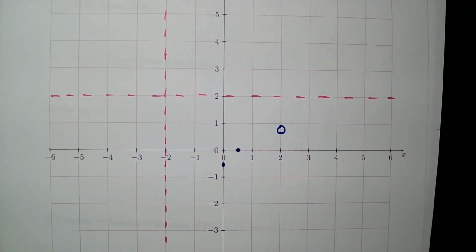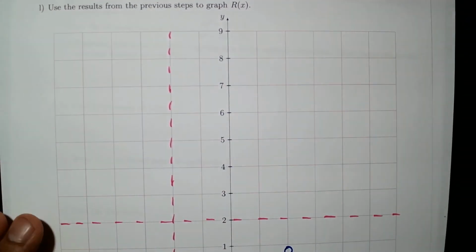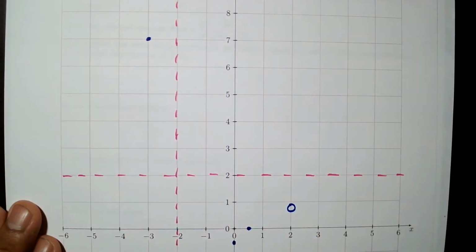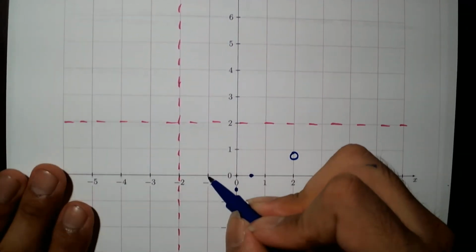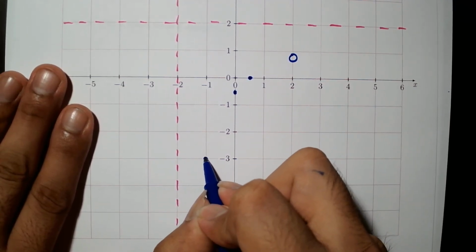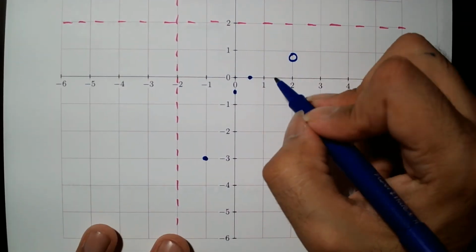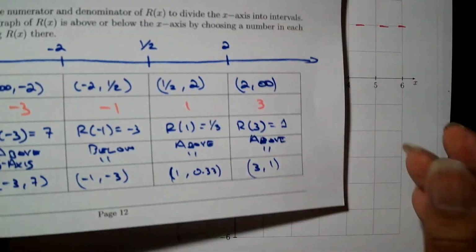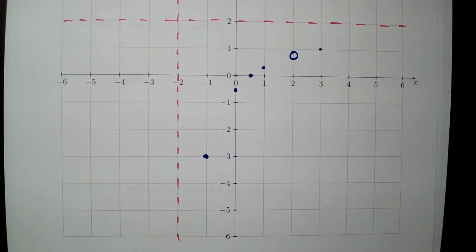Other points that are on the graph came from the table we did earlier. So (-3, 7). Let me plot that point. -3, let me go up to 7. And then we have the point (-1, -3), and then the point (1, 0.33). So I'm going to go to 1, 0.33, somewhere there, and the point (3, 1), which is right there. Alright, do we have anything else?